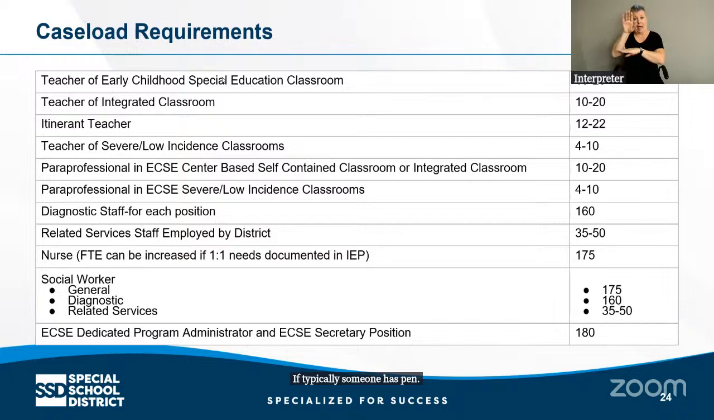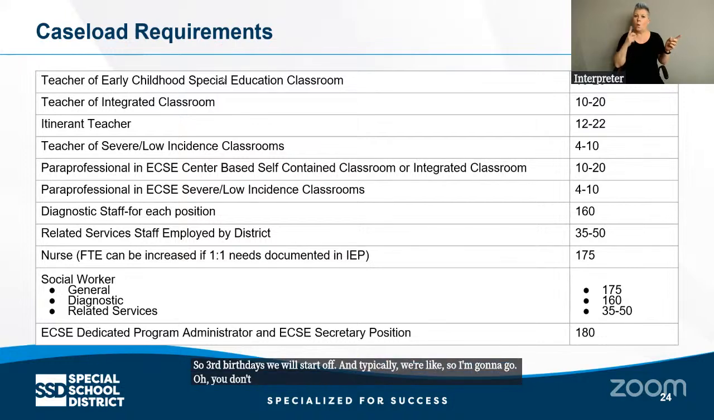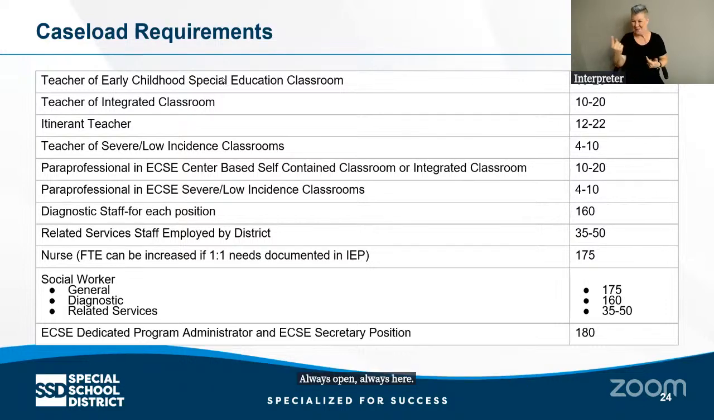Also because we have the rolling early eligibility of those third birthdays, we will start off, and typically someone will go, oh, you don't have that many students, and I'm like, come back in 6 weeks. And then by the end of the year, you're like, so here's some chocolate, there's a new student coming. And they're like, what? And we're like, always open, always here for our little ones. So it grows as we go.